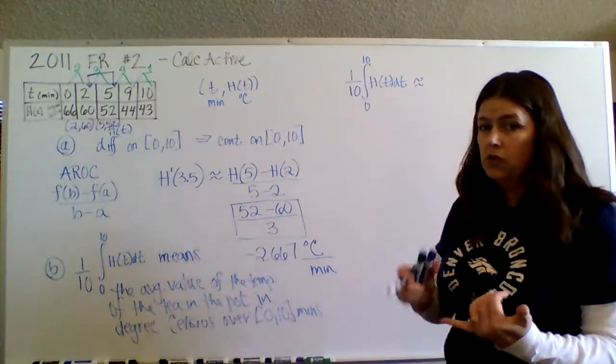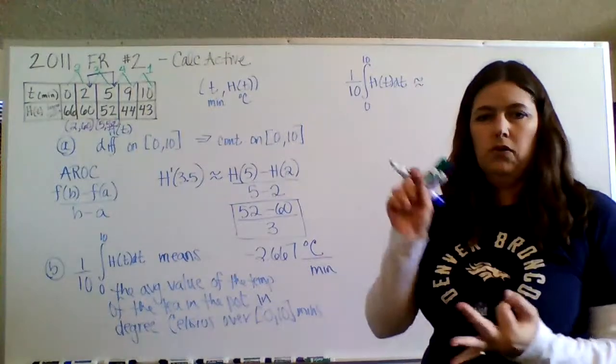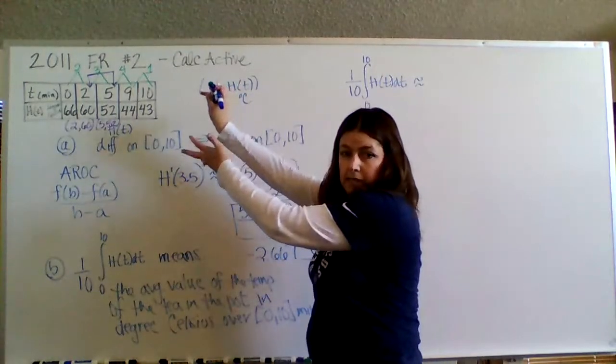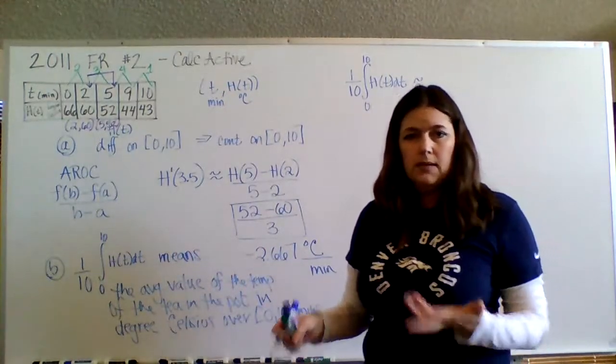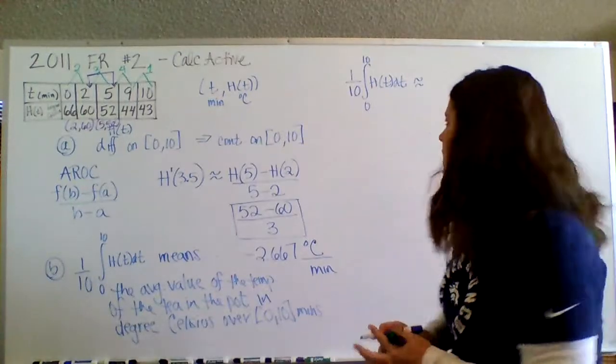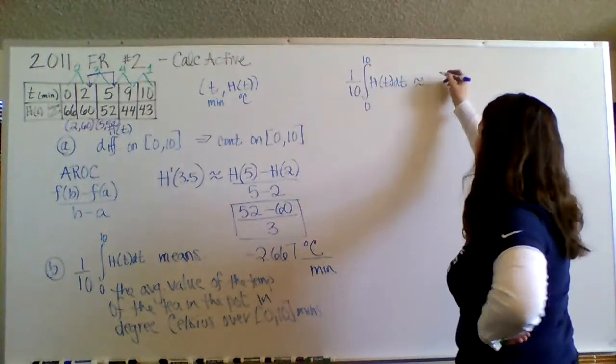So they could ask you to do LRAM, they could ask you to do RRAM, they could ask you to do MRAM. All of those are things that they would ask, especially when you have data in a table, or they could ask you to do trapezoids. Since we didn't have equal intervals, we can't shortcut anything, whether it were rectangles or trapezoids, we're gonna have to run it. So don't lose your 1/10 part.